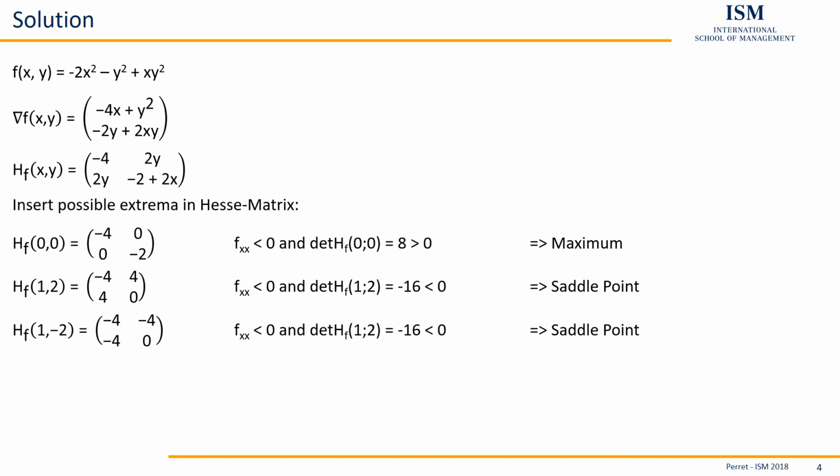And this is the answer for this exercise. We have two possible extrema. However, only the extremum at 0, 0 actually is a minimum or maximum. In particular, it's a maximum here. Well, this insight then concludes this exercise.